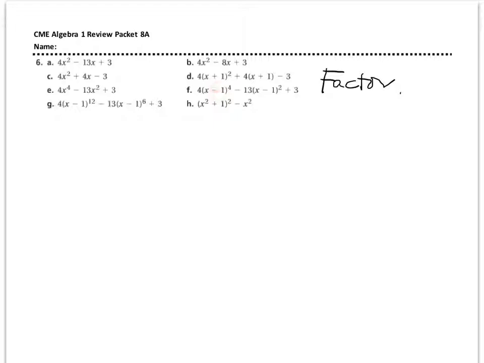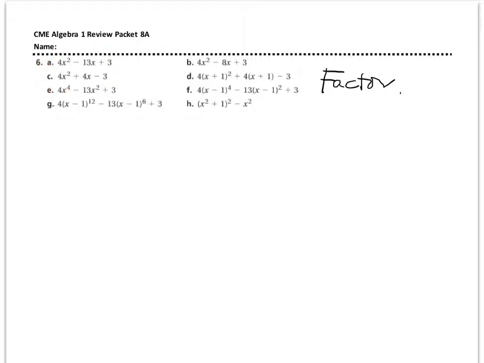And E and F are a kind of pair. E, F, G are pretty much the same problem, except that for F we have x minus 1 instead of x, and for G we have 12 and 6 as powers instead of 4 and 2. If you have 4 and 2, what would happen? Well, it's pretty much the same thing. For E, it looks exactly like A.